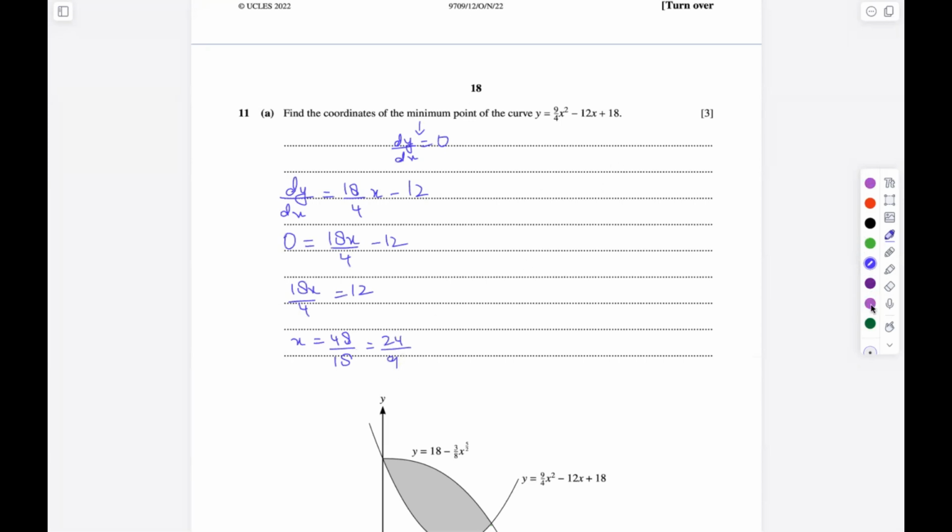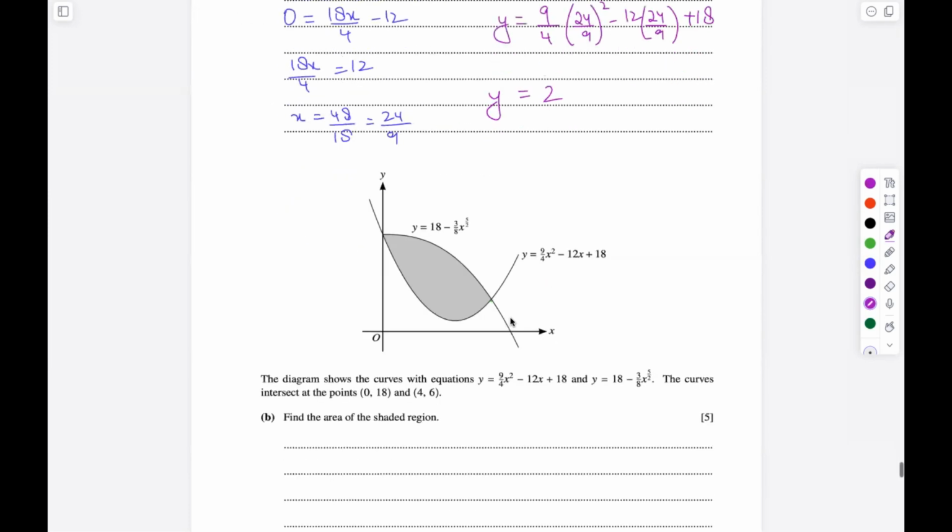Now, as we have to find the coordinates, which means we have to find the y coordinate as well, we'll substitute the x value, which is 24/9, in place of x into the equation. So this will be 9/4 times (24/9) whole squared minus 12 times 24/9 plus 18. Substituting this in the calculator, the value of y will be equal to positive 2.